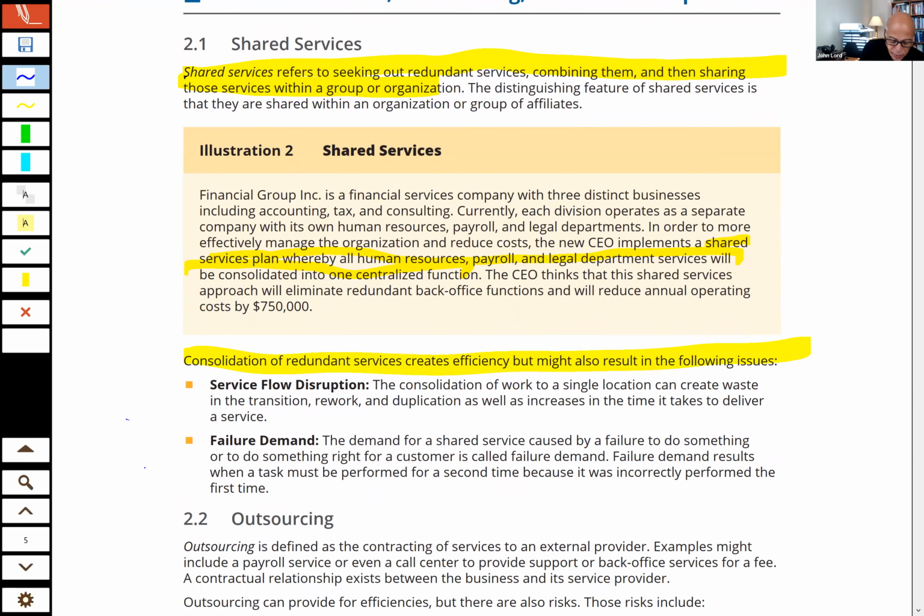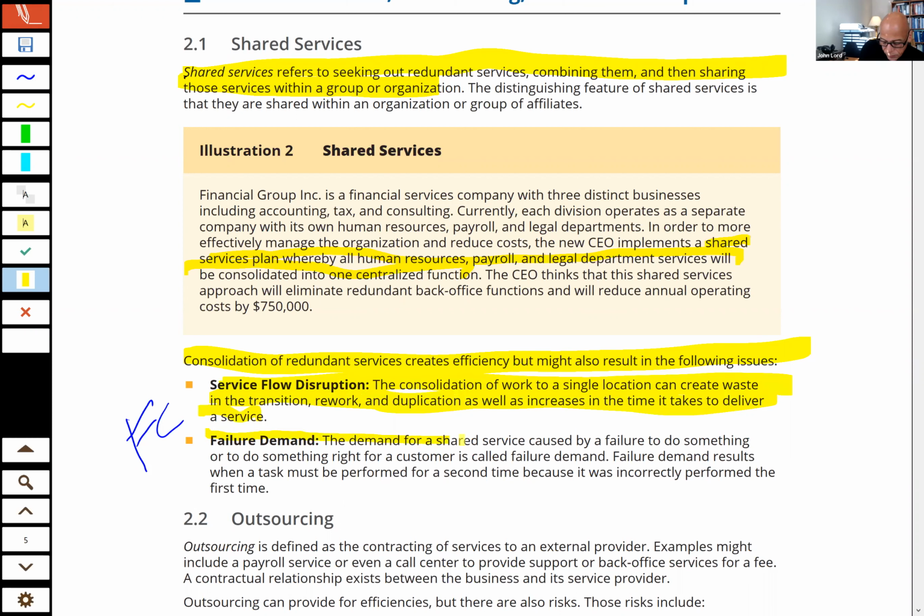So let's just go ahead and flashcard some of the disadvantages. There could be service flow disruption if we have a consolidation to a single location. And we're trying to transition, we could end up with rework, duplication, as well as increases in the time it'll take to deliver a service. And then failure demand, the demand for shared service caused by failure to do something or do something right for a customer is called failure demand.